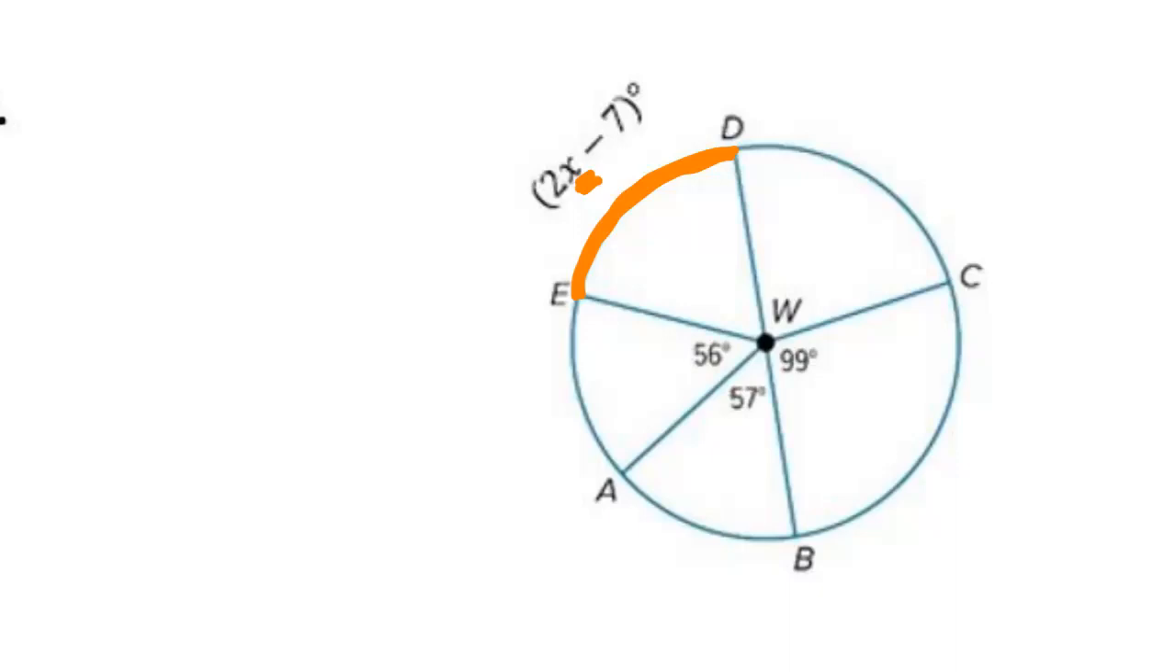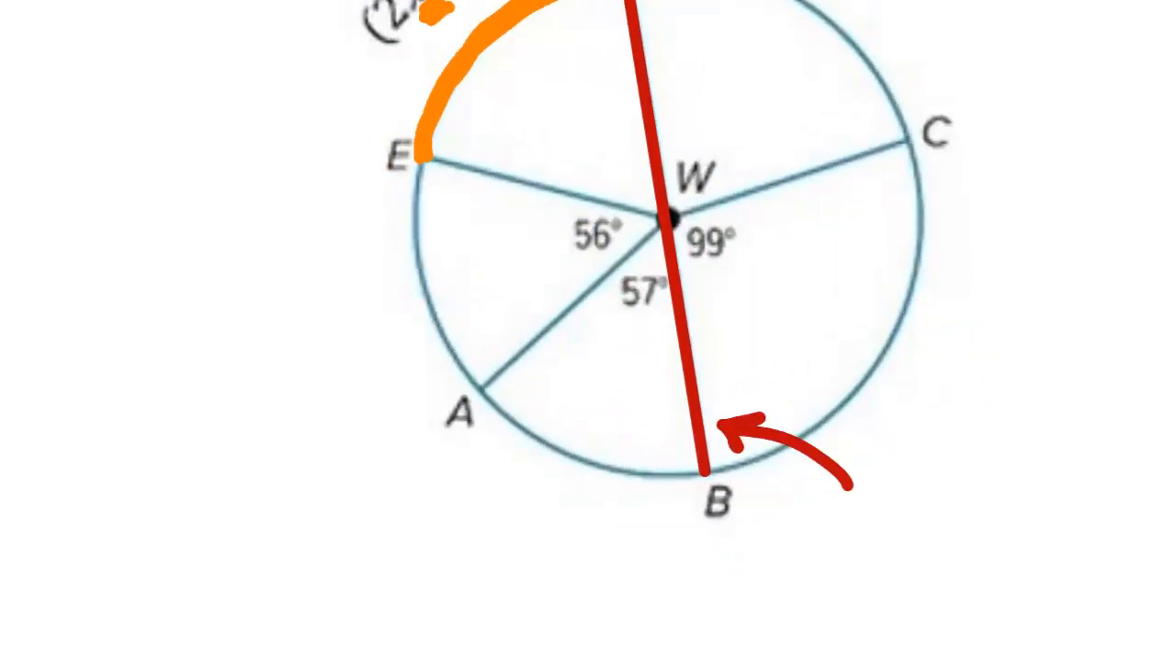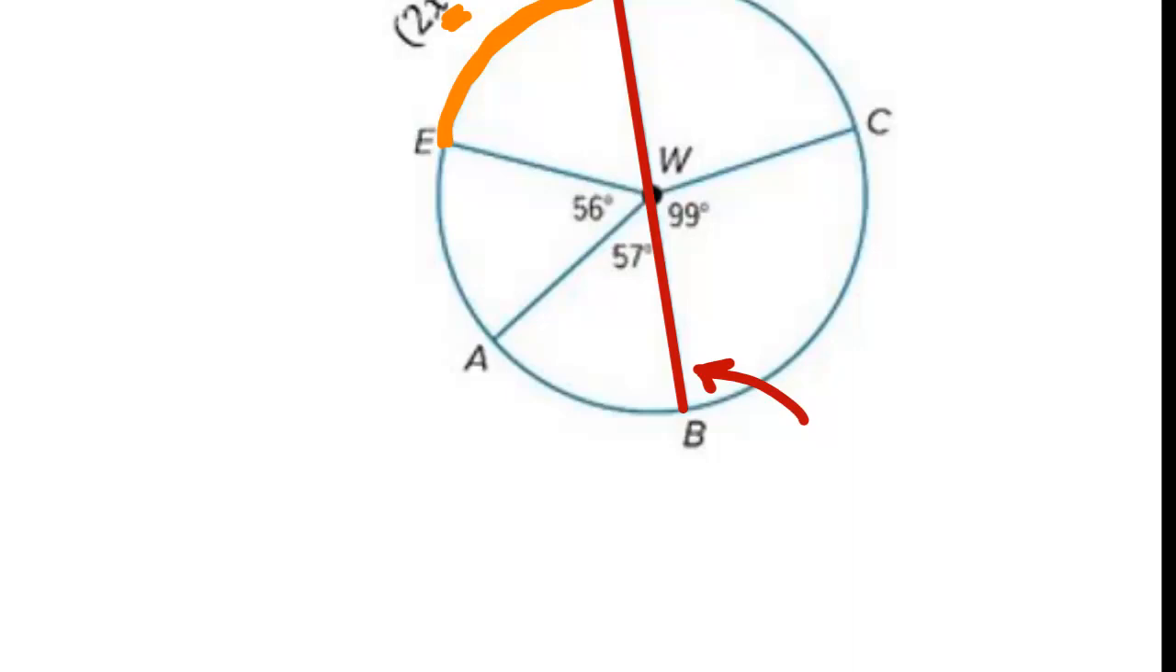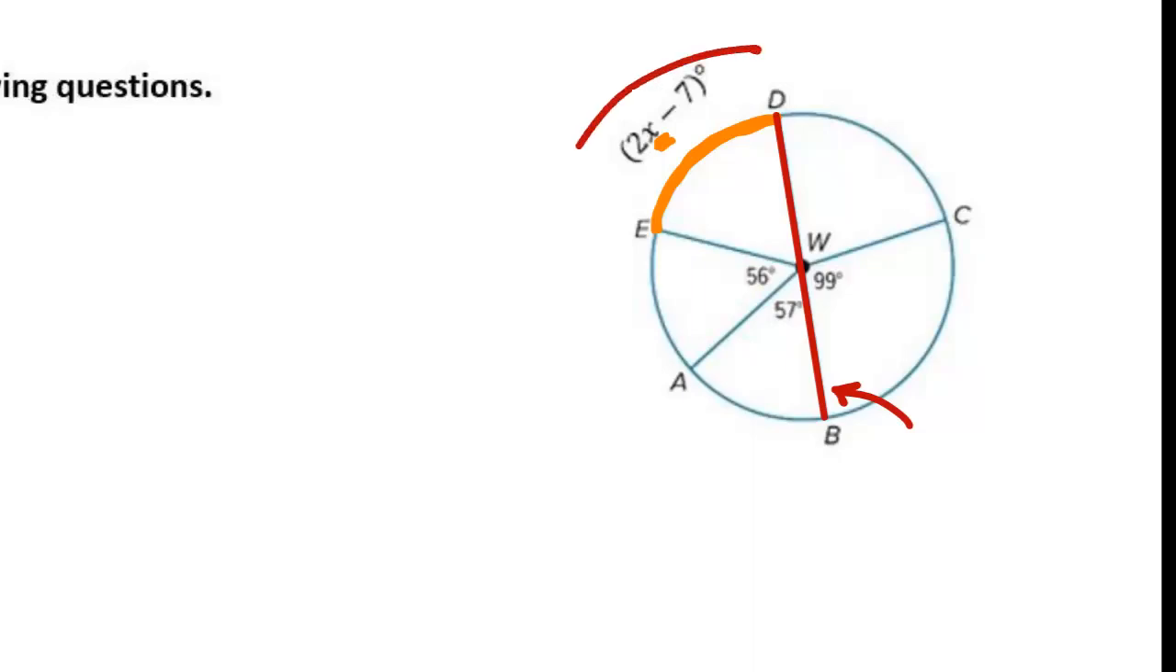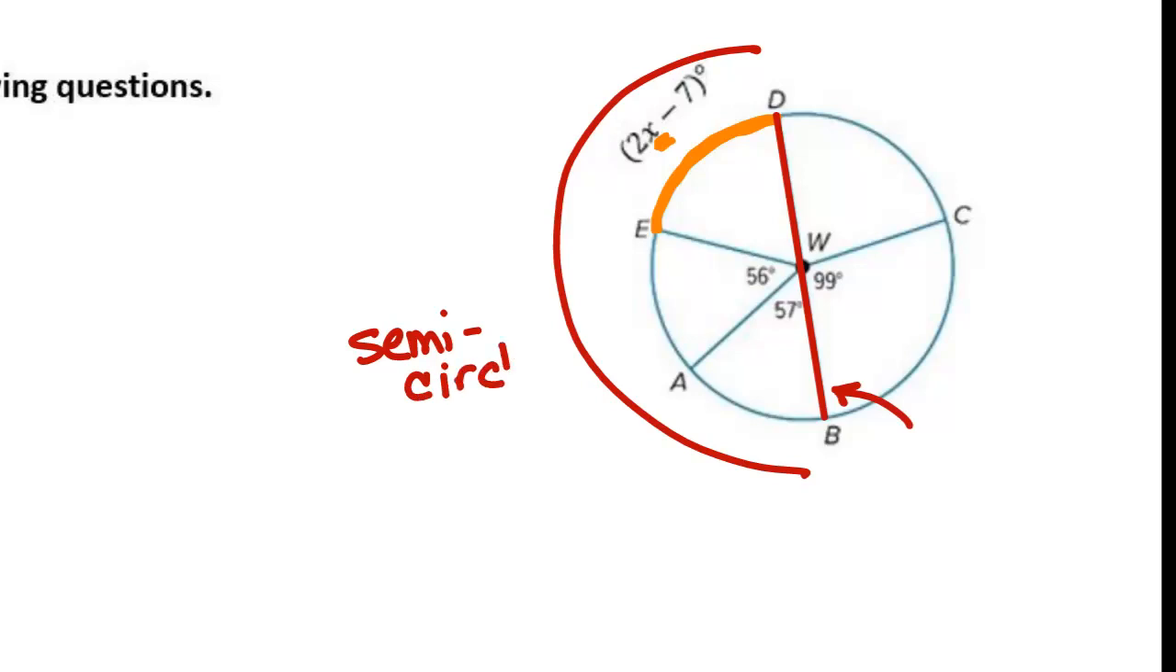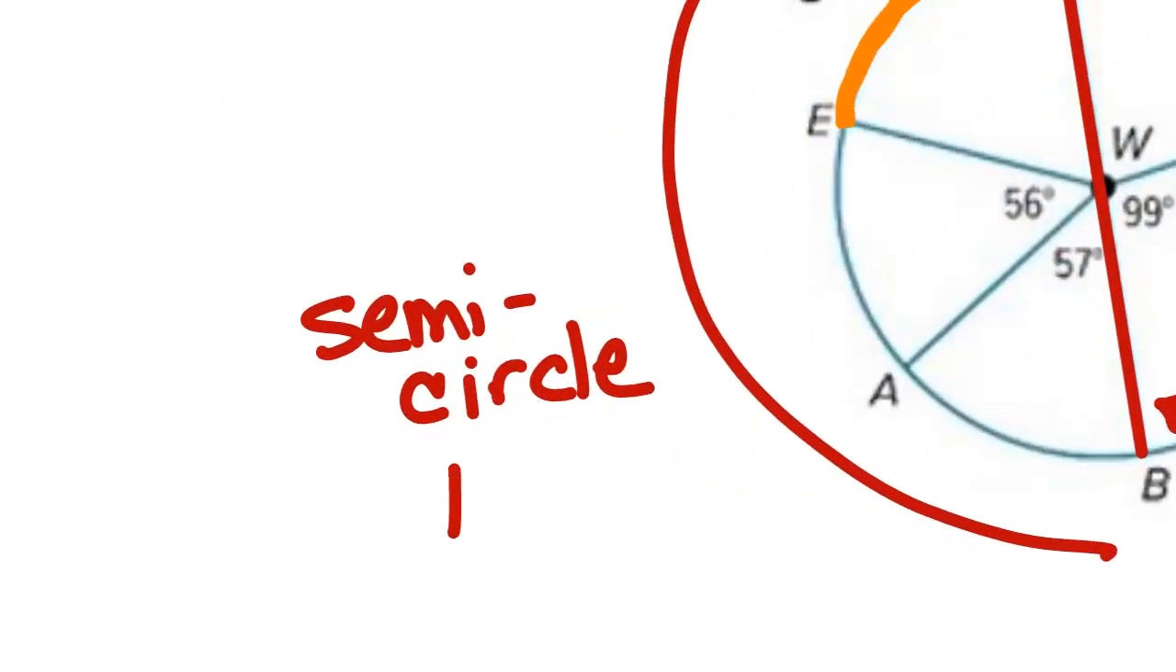Looking right here, DB cuts my circle exactly in half. It goes through the center and it divides my circle in half. So what would we call segment DB? Goes through the center. Diameter. So because DB is a diameter, arc DEB would be a semicircle. And a semicircle is how many degrees? 180.